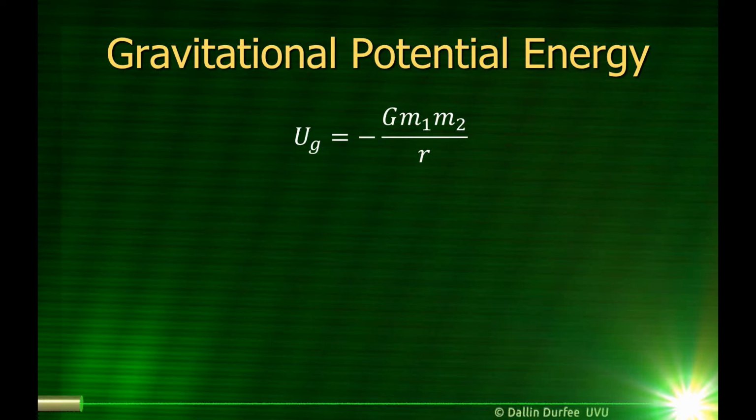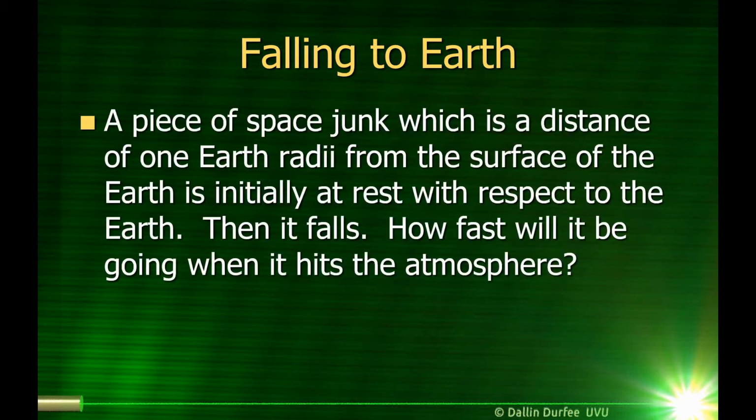And so basically what this is saying is, if you are infinitely far from the Earth, you have no gravitational potential energy. And as you fall towards the Earth, and r gets smaller and smaller, your gravitational potential energy gets larger in magnitude, but it's going negative. So you are indeed losing gravitational potential energy as you fall towards the Earth.